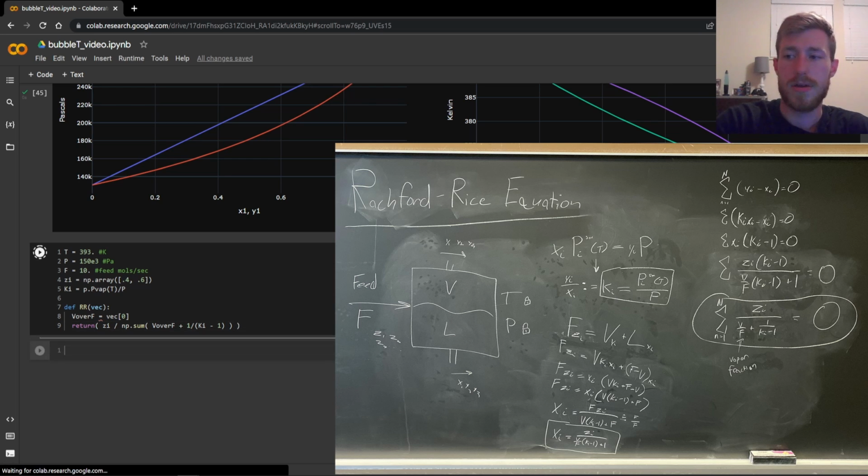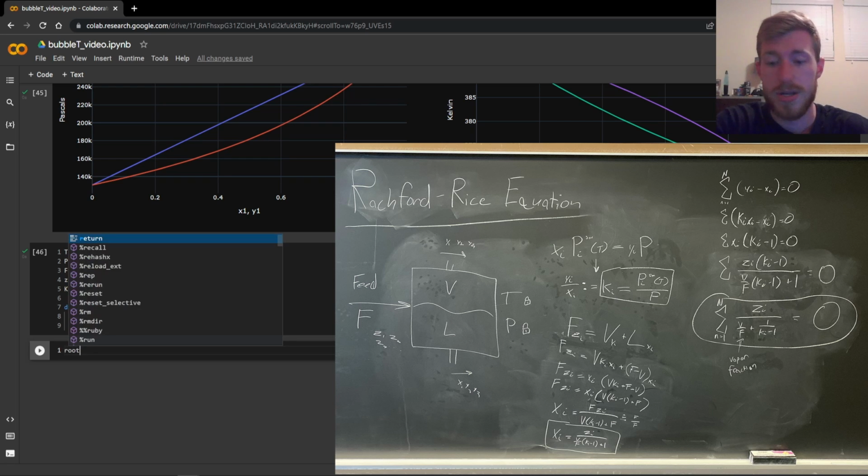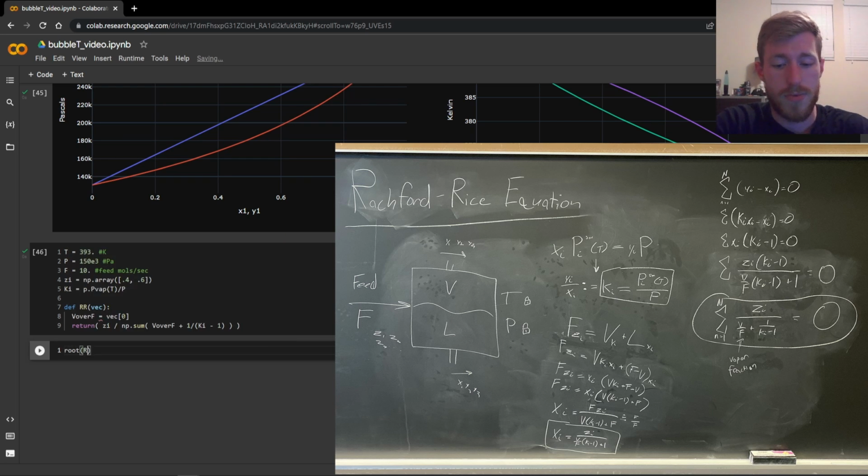So I'm going to save this. No syntax errors, that's a good sign. I don't know why it's giving me an underline on this equal sign, but that should be good. The next thing we're going to do is put it through the root solver. So we're going to do root of Rachford-Rice.